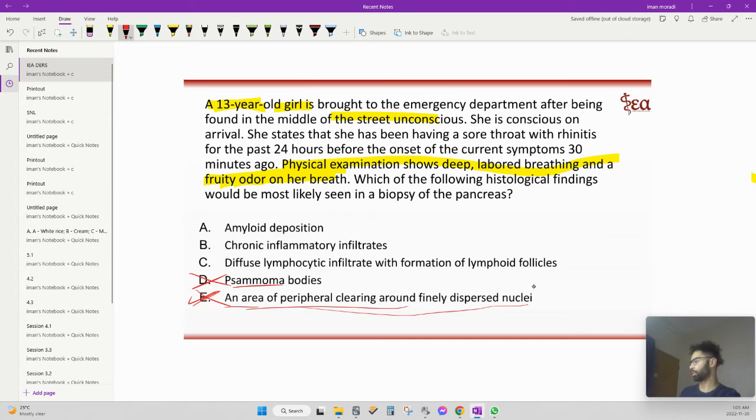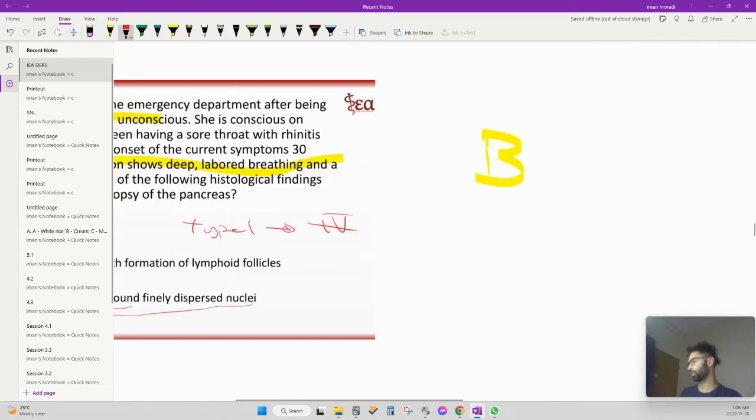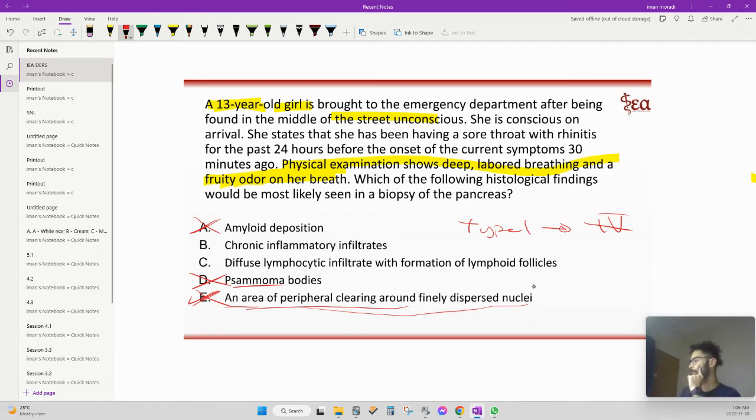Diffuse lymphocytic infiltration with formation of lymphoid follicles. Okay, so diabetes type 1, we know it's a type 4 hypersensitivity. So C is not that crazy. Chronic inflammatory infiltrates, amyloid deposition. Amyloid is for type 2, and between chronic inflammatory infiltrates and diffuse lymphocytic infiltrates with formation of lymphoid follicles, I'm going with B. Because lymphoid follicles is a description of Hashimoto's thyroiditis, and we don't have follicles in type 1 diabetes because it's mostly a T cell mediated response.